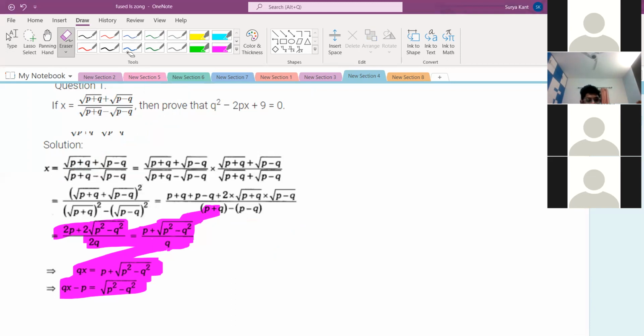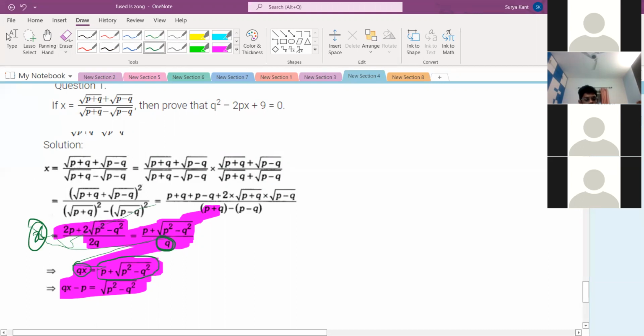Here X is given, no, Satvik? See, X is given here, right? See, he has given X. X into Q is there here. The X into Q is XQ only. So XQ is equal to P plus this much. It's clear or not? Yes, sir. Then QX minus P is equal to this much. Then you can cross multiply. You have to prove anyway. How to prove? You can square both sides now. Squaring both sides, what do you get?